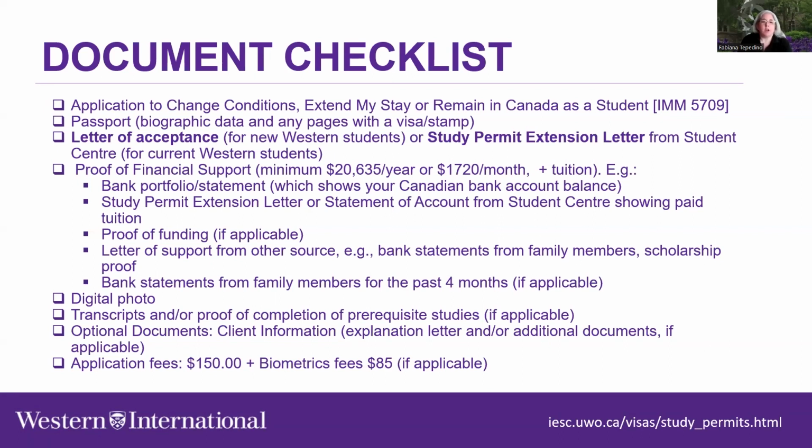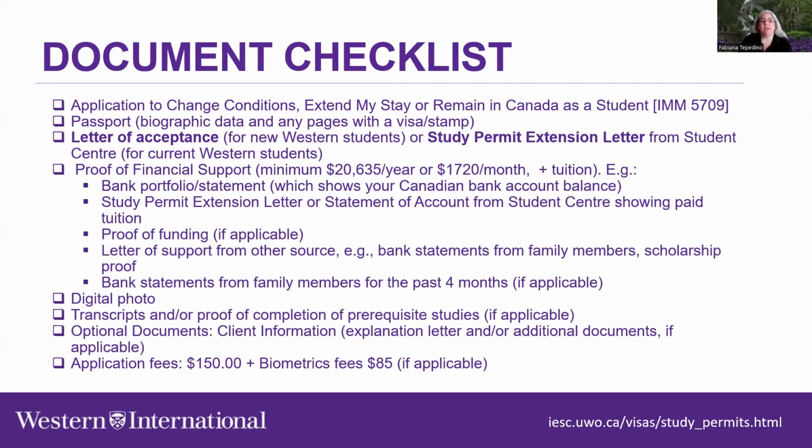So the types of documents you can include to show your proof of financial support include your bank statements for the last 3 or 4 months, your study permit extension letter, and a statement of account from your student center account if you've paid your tuition. If you haven't paid your tuition, that's okay. You just need to show that you have the money to pay your tuition.